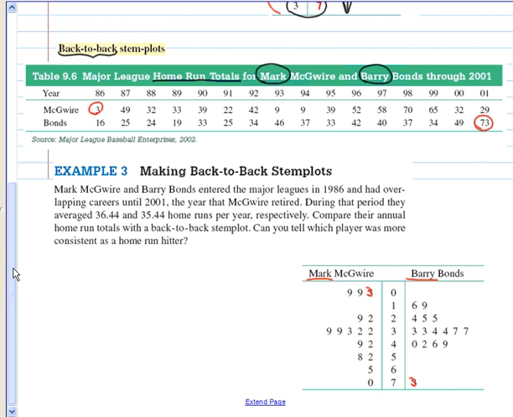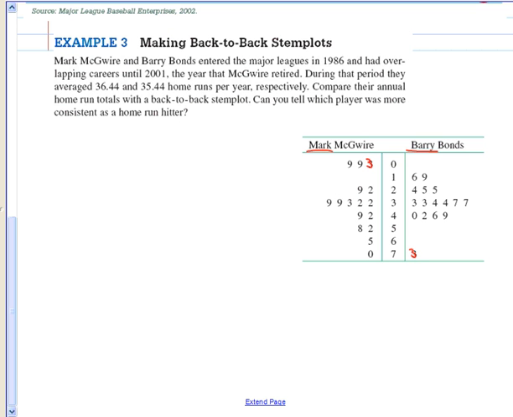Now we can't compare any more than two things on a split stem and leaf plot, or it'd really get confusing, trying to go up and down and sideways. We just go left and right on it. So here we've laid it all out. We have a visualization in our split stem and leaf plot, a back-to-back, and we are going to answer some questions.